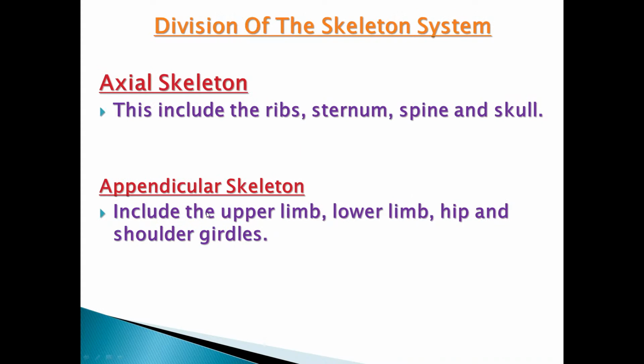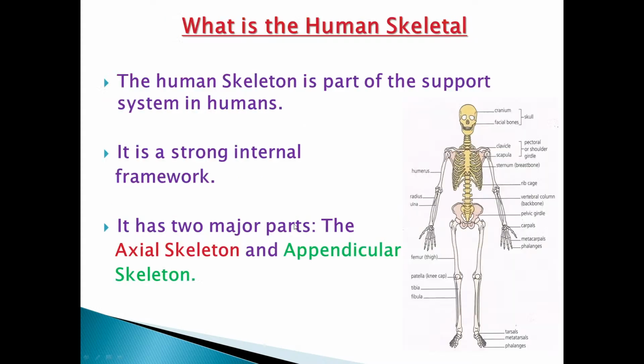Looking at the other division of the human skeletal system, we're now going to move on to what is known as the appendicular skeleton. Again, this division is made up of four different parts: the upper limb, the lower limb, the hip, and the girdles. I'm going to go back to the diagram and show you those on the skeletal system. The upper limbs are of course both arms, the right and the left. The lower limbs include both legs.